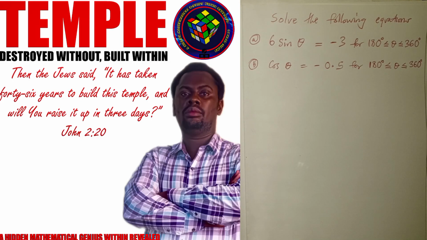Solve the following equations. 6 sine theta is equal to negative 3, for 180 degrees less than or equal to theta less than or equal to 360 degrees.